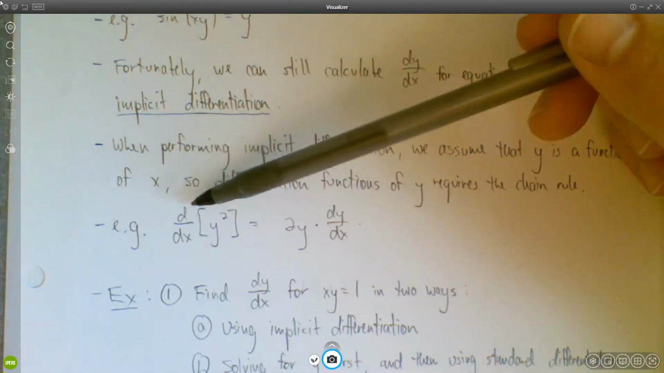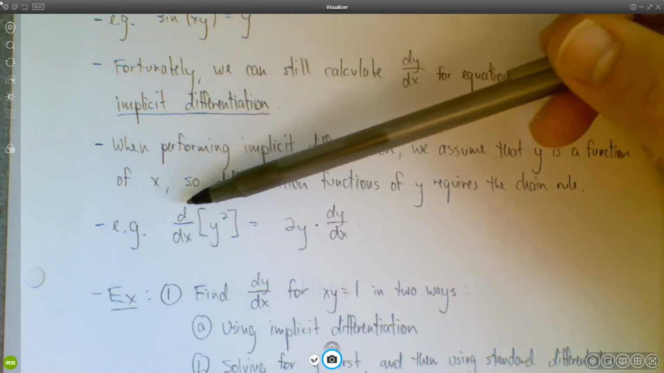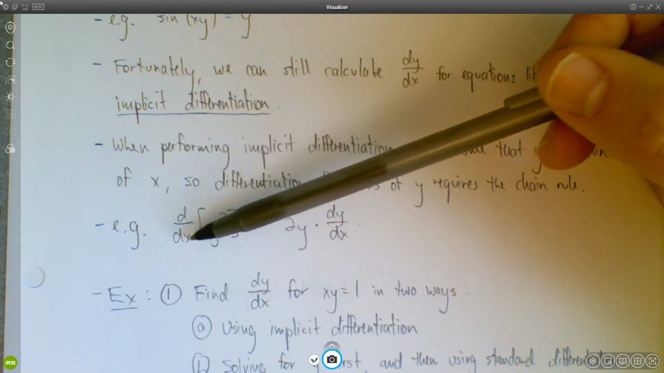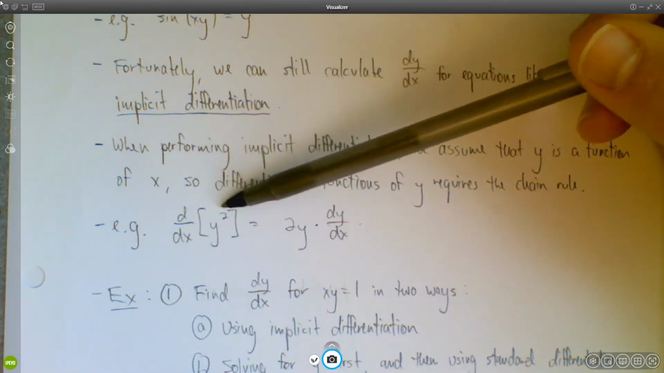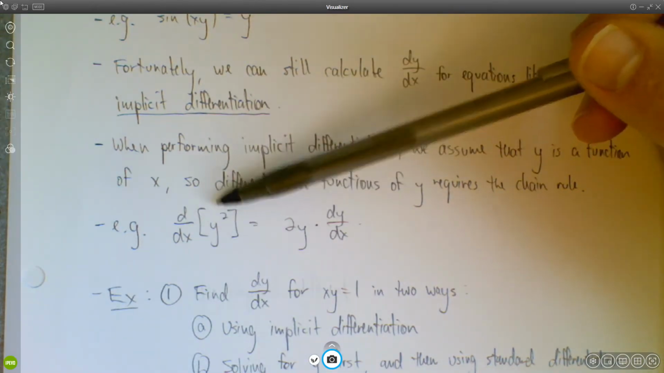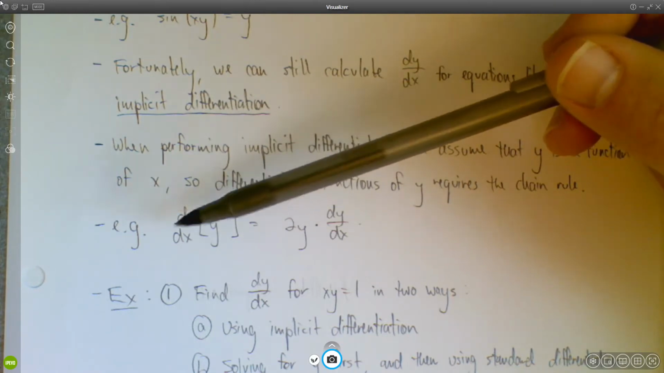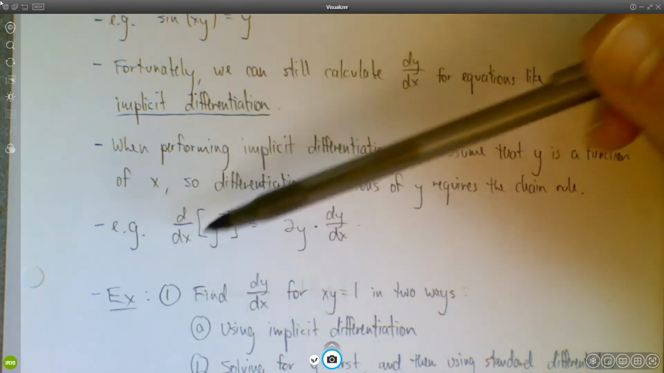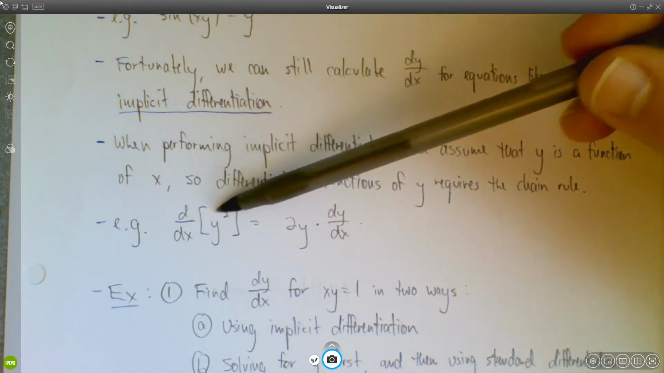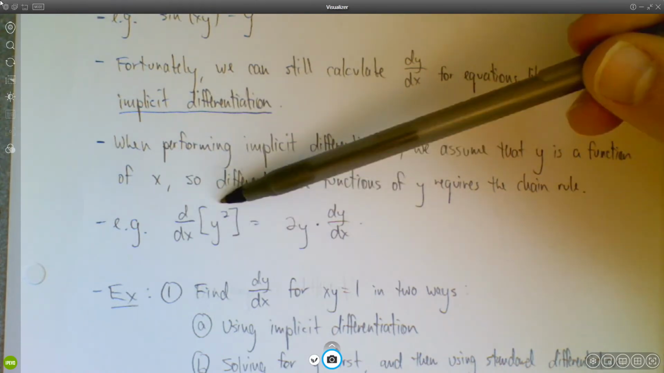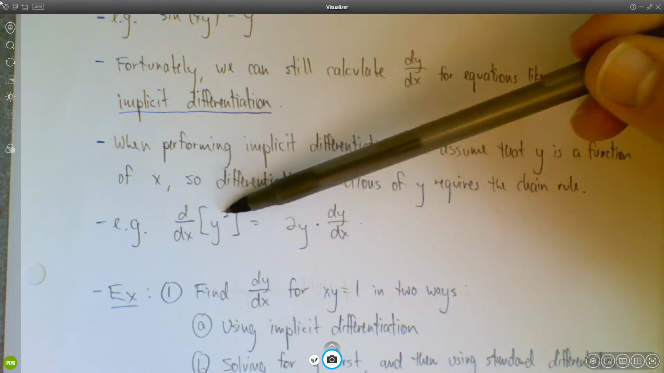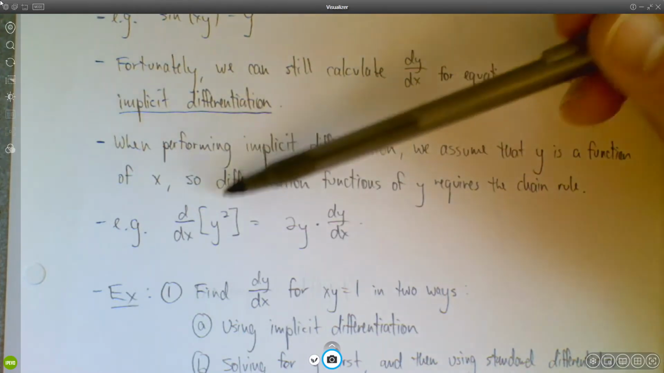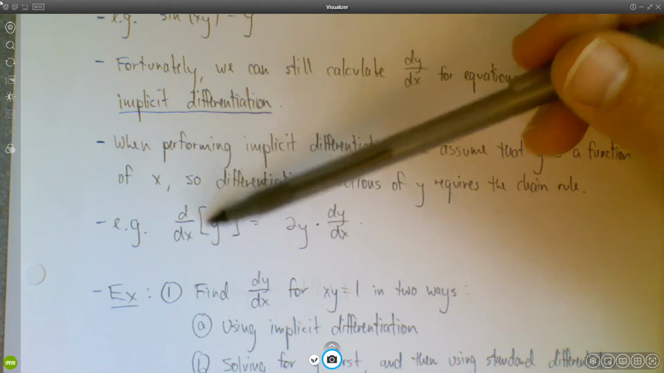In particular, let's say that you wanted to calculate the derivative with respect to x of y squared. We're assuming that y is a function of x, so what would that derivative be? First of all, we differentiate y squared the way that you think you would: you move the 2 down and say 2 minus 1 is 1, so the derivative of y squared is 2y. But then we use the chain rule because y is actually a function of x.